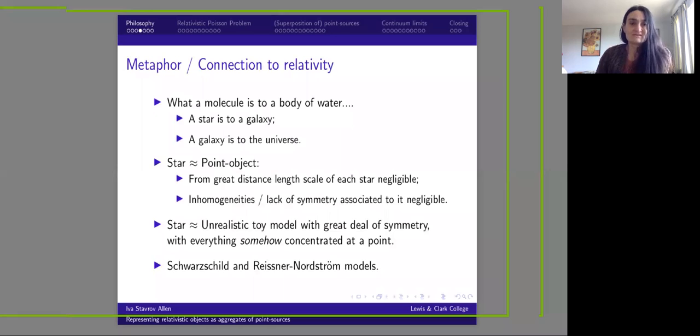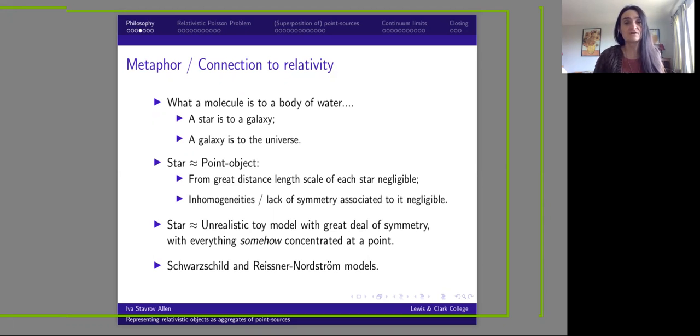So how does all of this relate to relativity? This is all maybe simplified, but what a molecule is to a body of water, a star is to a galaxy, or a galaxy is to the universe. In a way, you can think of stars as point objects. Their individual length scale is negligible relative to the length scale of the universe as a whole, and any inhomogeneities or lack of symmetry are also negligible from this grand cosmological perspective. So on one hand, I'm going to think of stars as point objects.